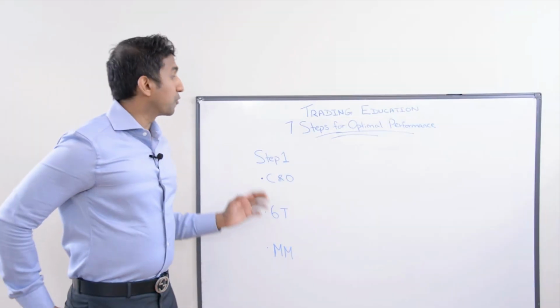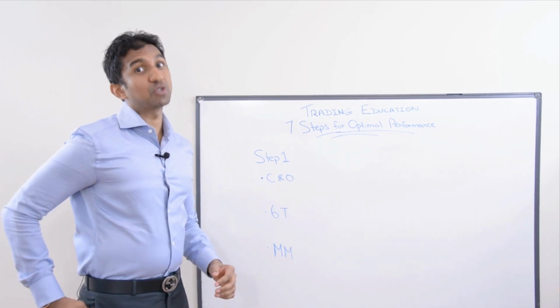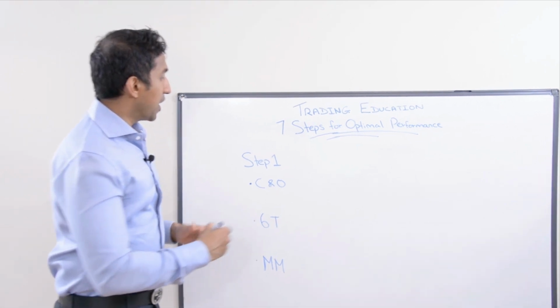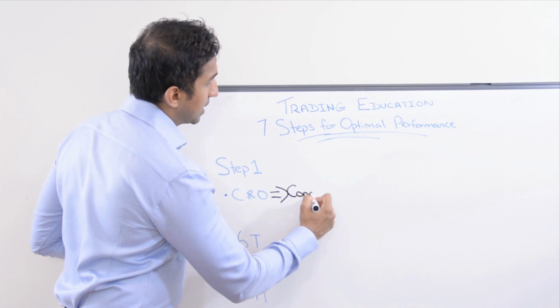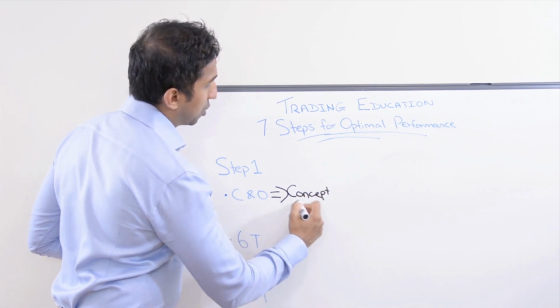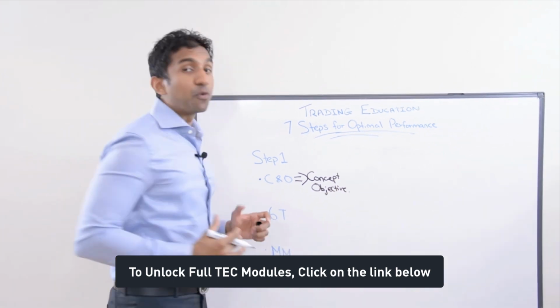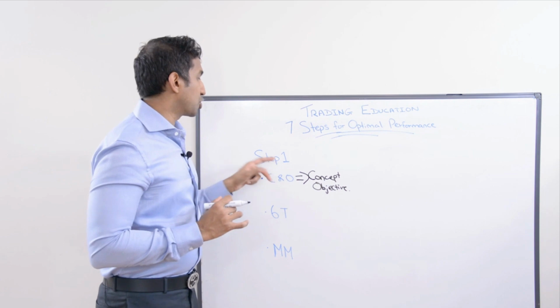Now, we start off with looking at step 1 out of the 7 steps for optimal trading performance. Now, the first step is you have to design your concept and objective of your strategy. This is the most important thing before you start to even construct and build your strategy.